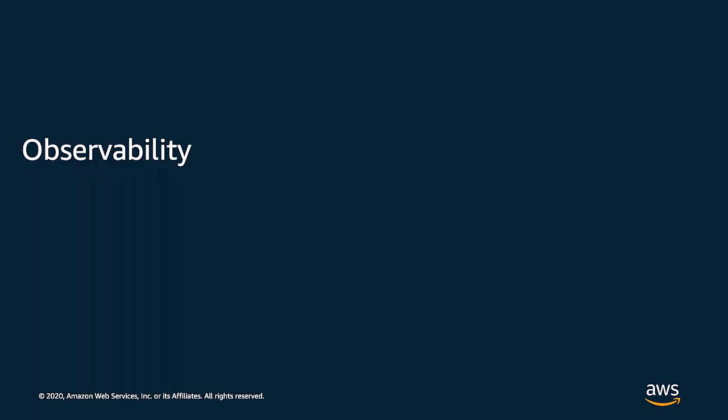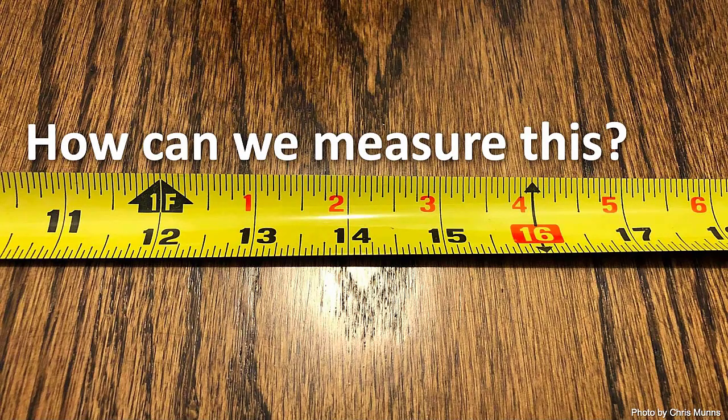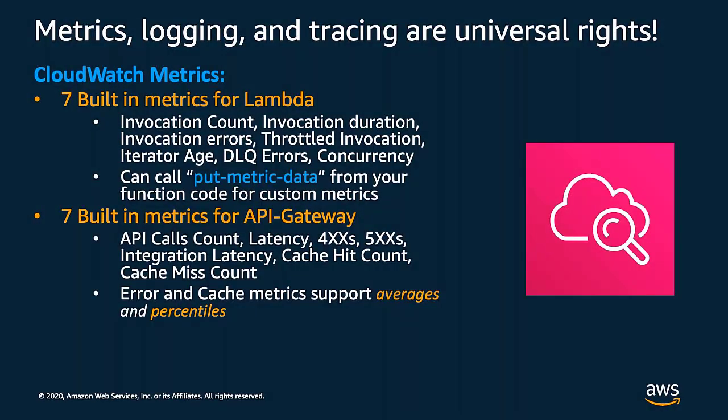Now that we've chosen a framework and deployed our function to our AWS account, it's important to understand what that function is doing in our account. We do that with observability. Observability answers the basic question, how do we measure this? How can we measure the performance impact of the code that we're executing? Our position is that metrics, logging, and tracing are universal rights. To help support you, we've built in CloudWatch metrics.